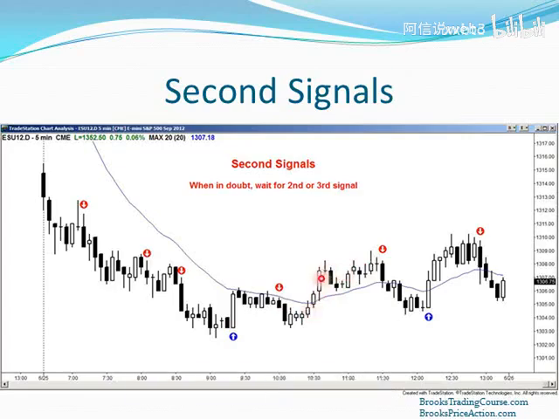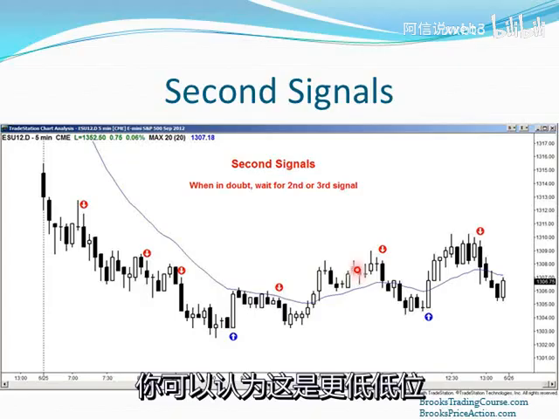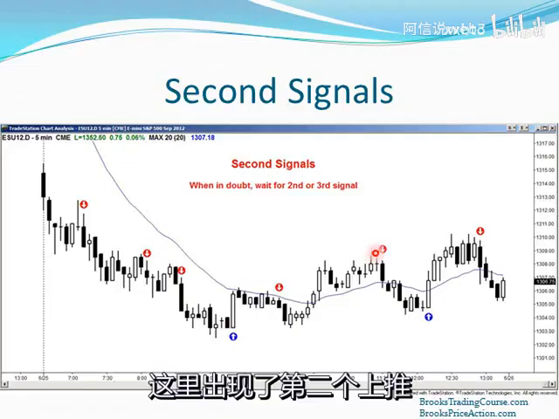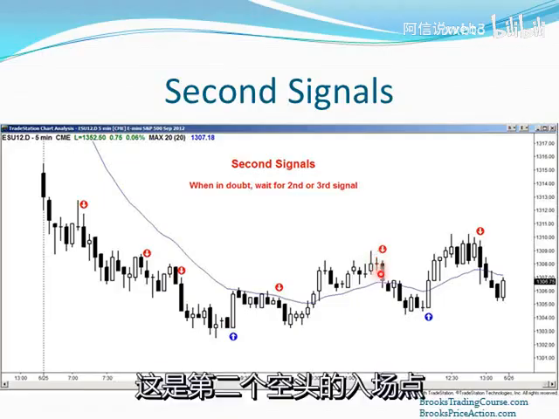Over here, let's say the market's going up and you did not want to short this after 5 or 6 consecutive bull bars and a weak signal bar, so you don't short that, you wait for a second signal. You can argue, well, I don't know, this is a lower low, maybe I'll wait for a second push up, second new high. Here we got a second push up, maybe you'll short over here. There's a second entry short.